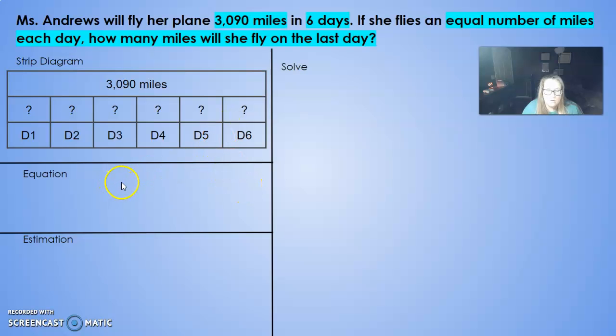Now I'm going to do my equation. So if I know my total and I know how many days she's going to do, am I going to add, subtract, multiply, or divide?